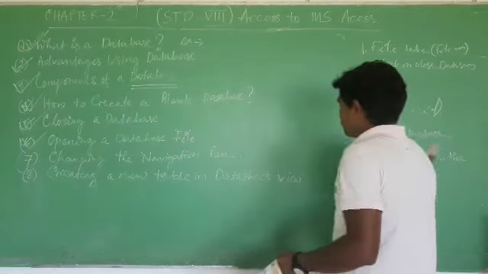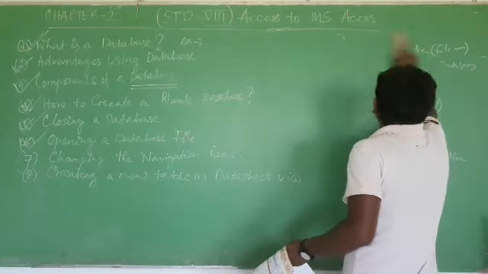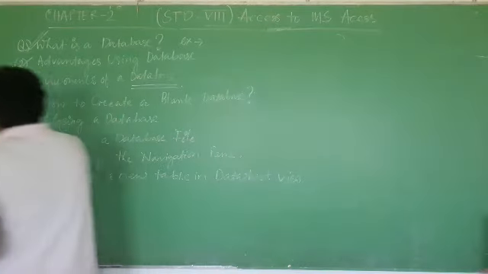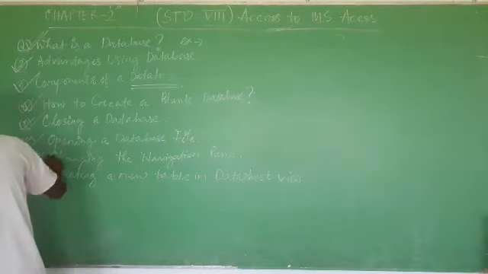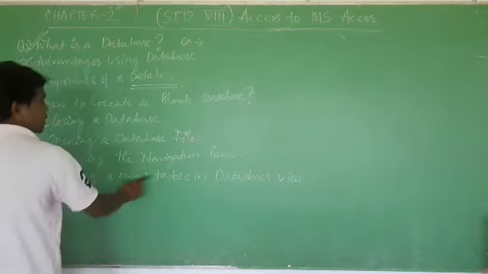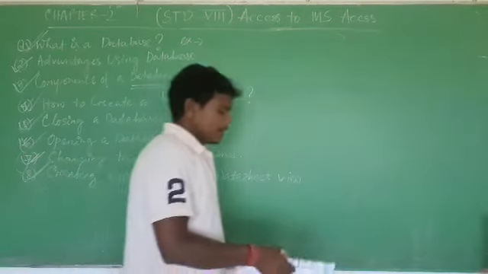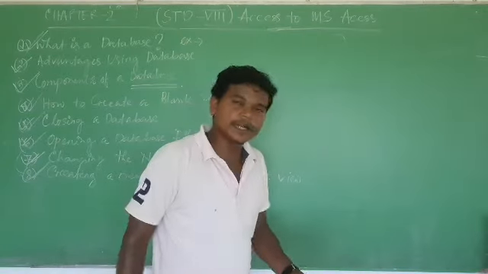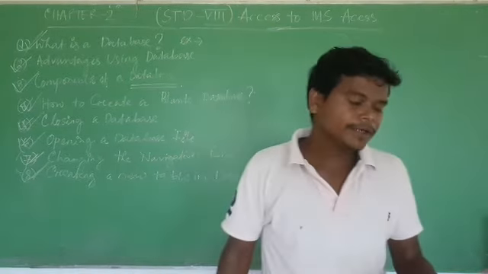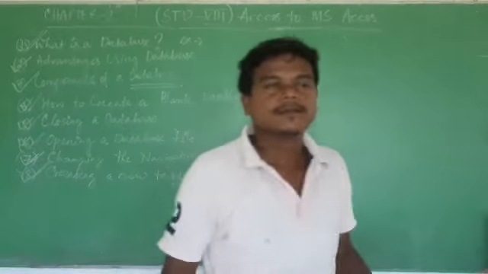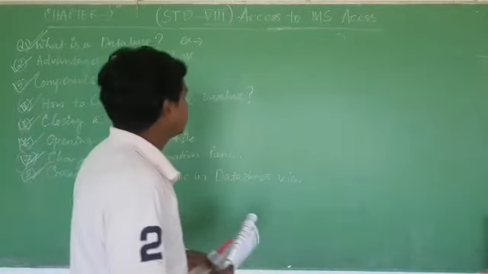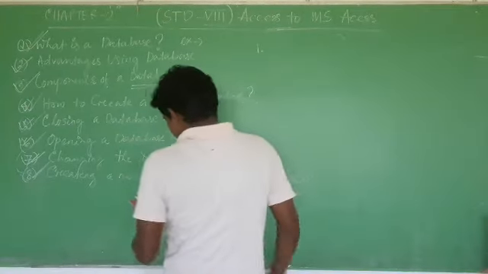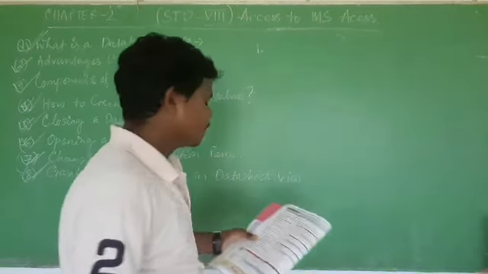create a new table in the datasheet view. 7 is completed, now 8. Creating a new table in the database view. How to create, students? To create a table using the datasheet view, following steps should be followed by us. That is, first point is click on the create tab on the ribbon.